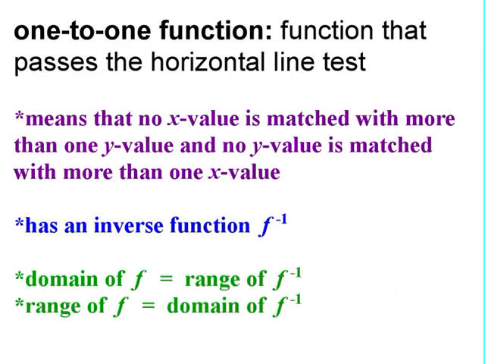So now we're going to talk a little bit about what a one-to-one function is. First of all, a one-to-one function is a function that does pass the horizontal line test. It means that no x value is matched with more than one y value, and no y value is matched with more than one x value. I'll let you get those down and then we'll talk a little bit more about that.